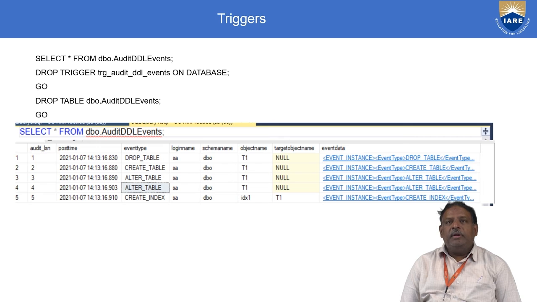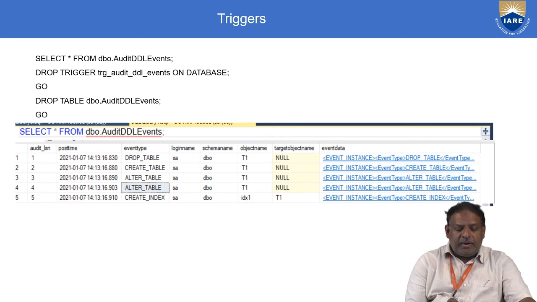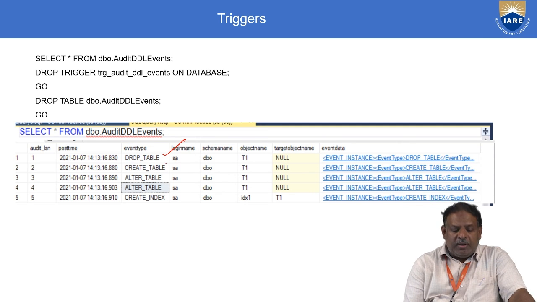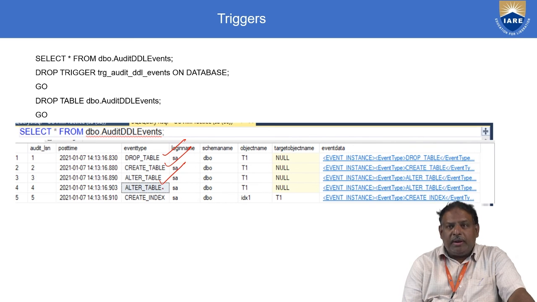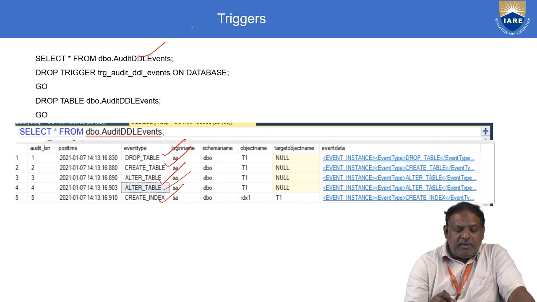So I start from the audit DDL events. Here you see that first you have dropped the table if it exists. Then you have created a table. Next you have altered it to add a column called T2. Again you altered the column to make it not null. You create an index. Everything is audited and it is recorded into the audit detail event table.